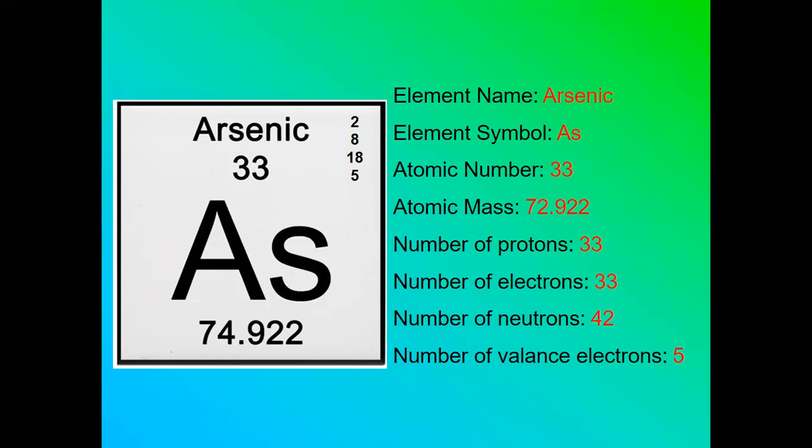Then we get to the number of valence electrons, and we can go up here. 2, 8, 18, there's the last one, the number 5. If you want to double check and make sure that you're correct about your number of electrons, the other way that you can do it is you can just add up all of these that are on each of the rings, and if you do, you'll add up to the number 33.